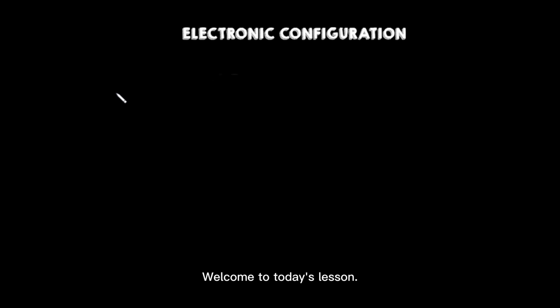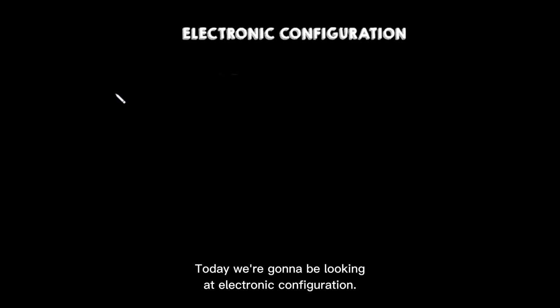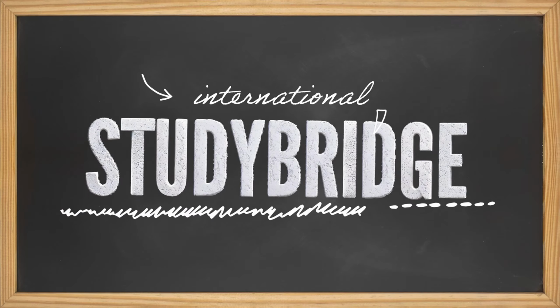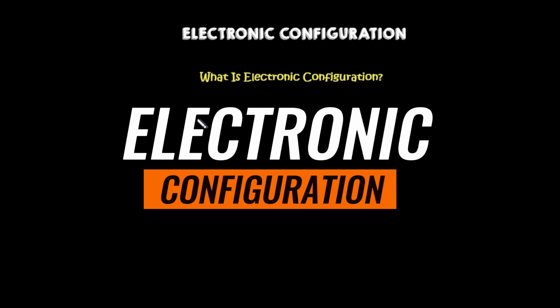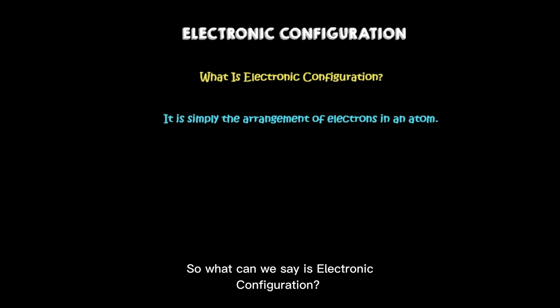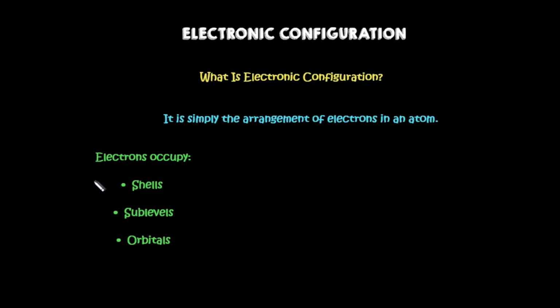Welcome to today's lesson. Today we're going to be looking at electronic configuration. So what can we say is electronic configuration? It's simply the arrangement of electrons in an atom. So electrons occupy shells, sublevels, and orbitals.